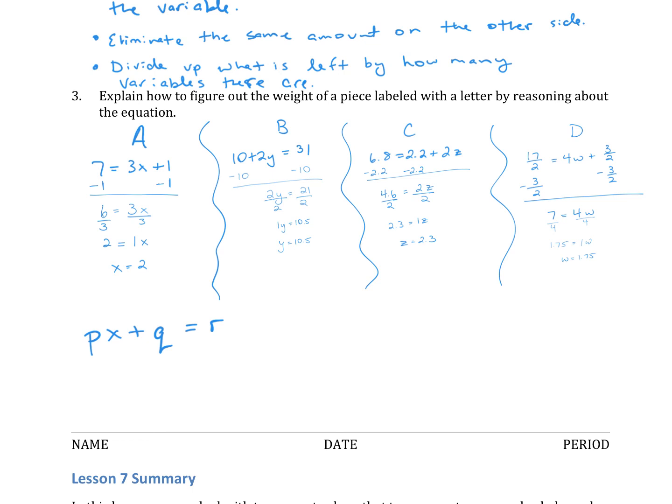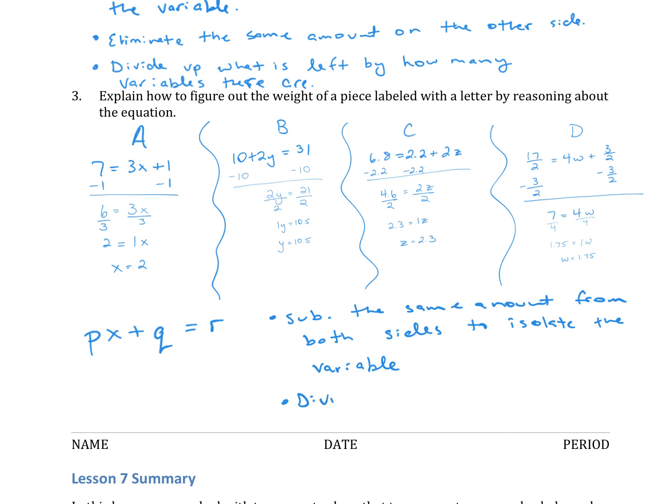So when you have equations with this structure, the first thing you're going to do is subtract the same amount from both sides to isolate the variable. And then you're going to divide that variable. Divide, and not just the variable, but both sides, so that you end up with a single variable.